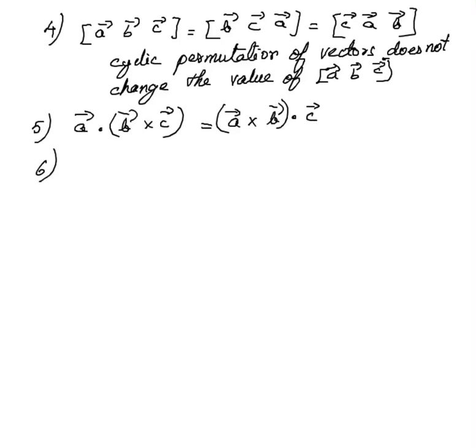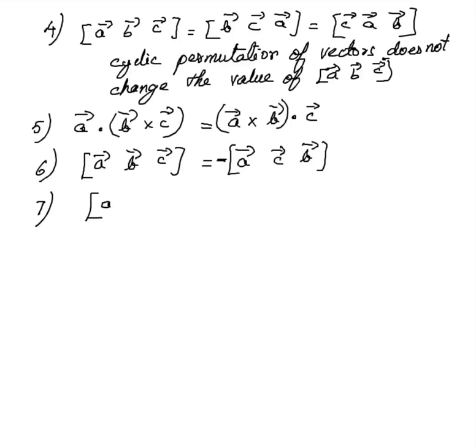And then the next point, in a scalar triple product, if any two vectors are interchanged, we get a negative sign. This can be easily proved using the properties of determinants. Interchanging any two rows in a determinant will give you a negative sign.